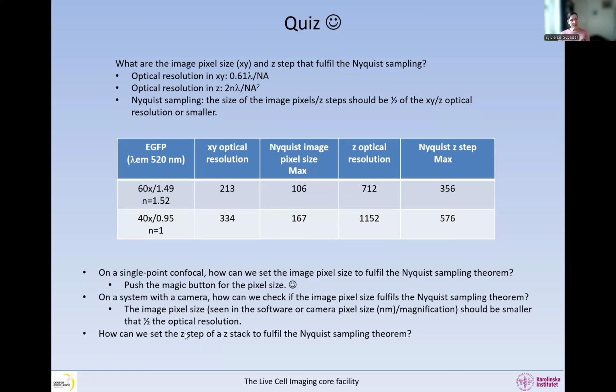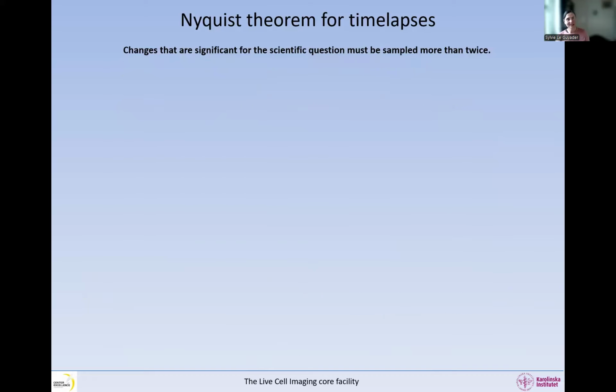So now, how can we set the Z step so that the Z stack fulfills the Nyquist theorem, regardless of the system? On any system, how can we get the Nyquist Z step? We have a button too. Push the button. I like that. Magic button. It works for all types of microscopes. Well done. Good job. So I think you got the idea.